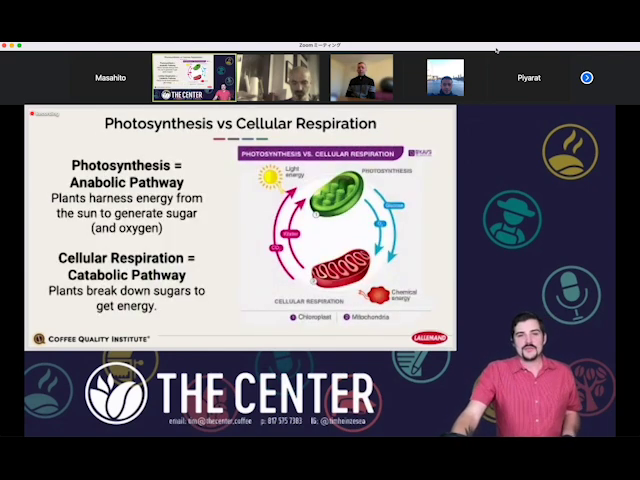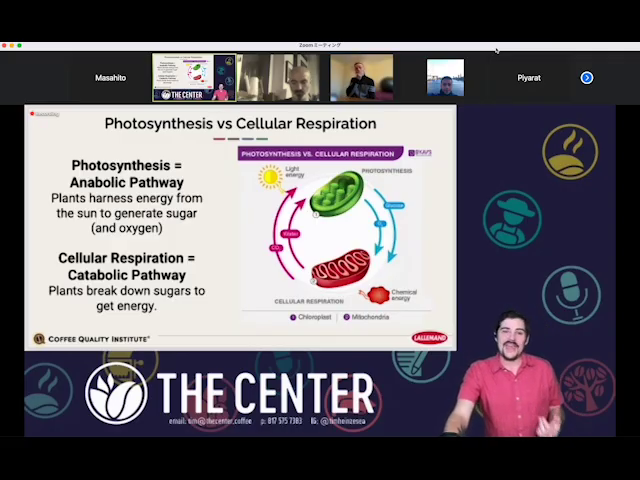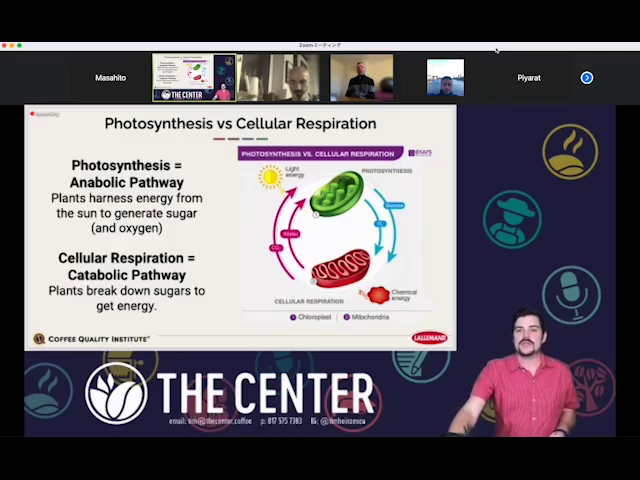Photosynthesis and cellular respiration. Photosynthesis is an example of an anabolic pathway, and you can see that represented in this diagram. Photosynthesis is an anabolic pathway where plants harness energy from the sun to generate sugar and oxygen. I'll show you where we break this down in a minute.